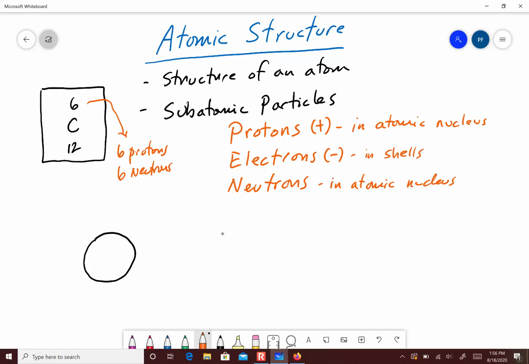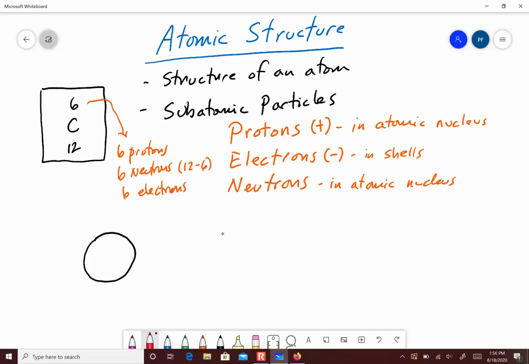because neutrons are atomic mass minus atomic number. So in this case 12 minus 6. And then it's going to have 6 electrons because we know this atom has to be neutral. So if there are 6 positive protons, there have to be 6 negative electrons.